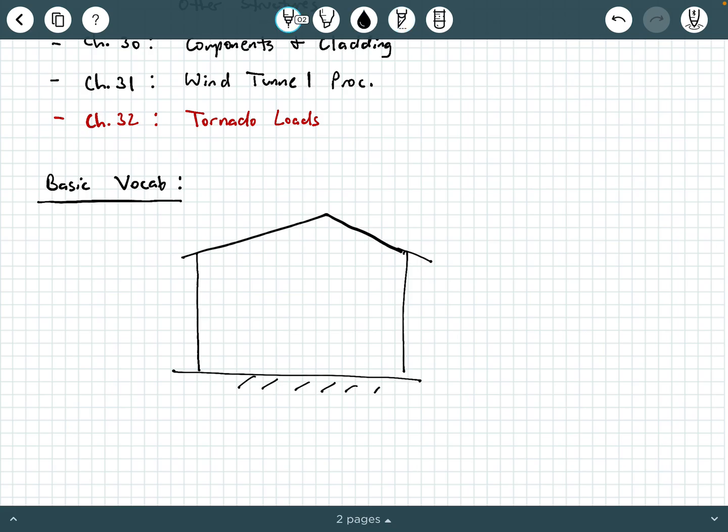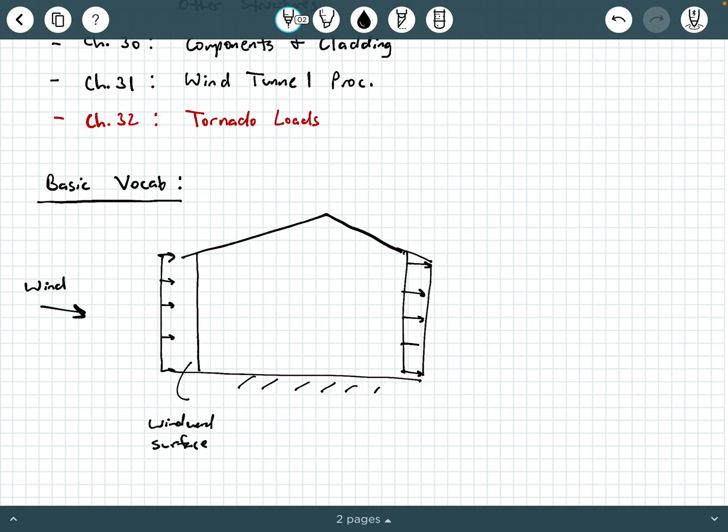And let's say that the wind is blowing from this direction, all right? Now, the surface of the building that the wind is directly hitting, okay, you're going to generate this wind pressure on this surface, okay? This is called the windward surface, okay? Now, what about on the opposite side of the building, where it's the opposite side that the wind is blowing on? This is what we're going to call the leeward surface.